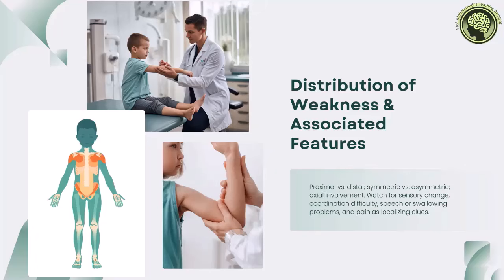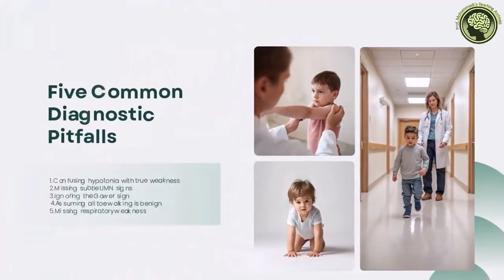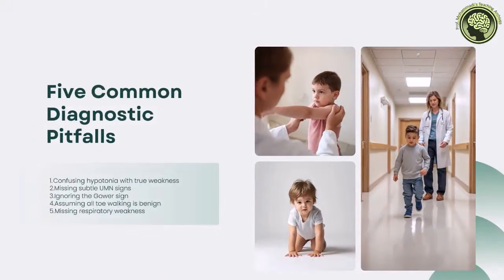We should also determine whether weakness is symmetric or asymmetric and whether axial muscles are involved. Associated sensory loss, coordination difficulty, pain, speech disturbance, swallowing problems, or bladder dysfunction may further help localize the lesion and narrow the differential diagnosis. There are 5 particularly important diagnostic pitfalls.